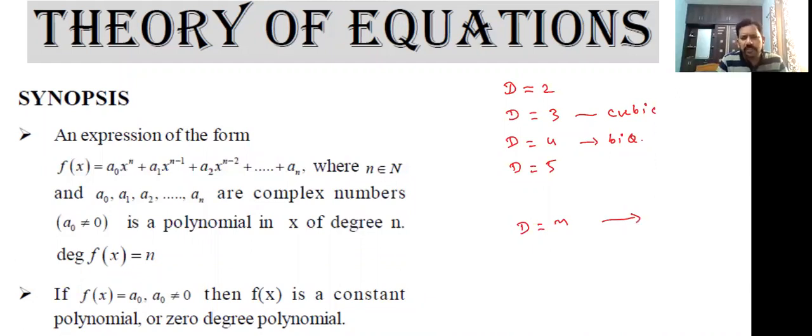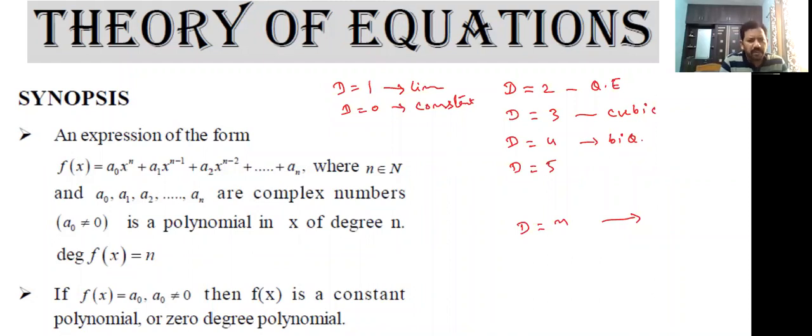Then what is degree 1, students? Degree 1 means linear polynomial. Degree 0 means constant polynomial. This concept we have already discussed. Okay. Now, what is an nth degree polynomial equation?